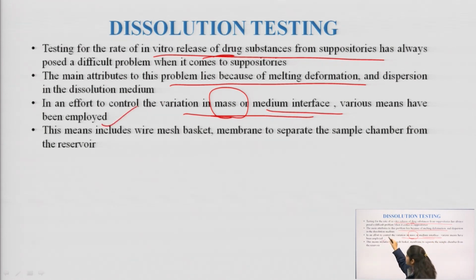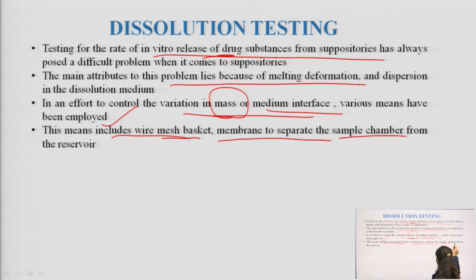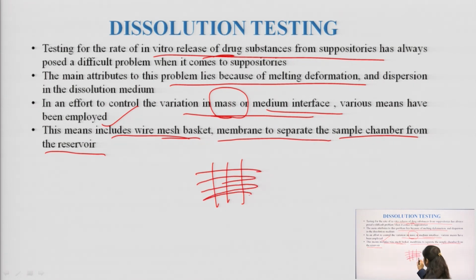Various means have also been employed. These include a wire mesh basket, or a membrane to separate the sample chamber from the reservoir. As I have discussed earlier, we have various sophistications of instruments, including the wire mesh basket. This is the mesh, on which you can place your suppository very easily, so that the suppositories do not get spread haywire into the surroundings or move here and there.